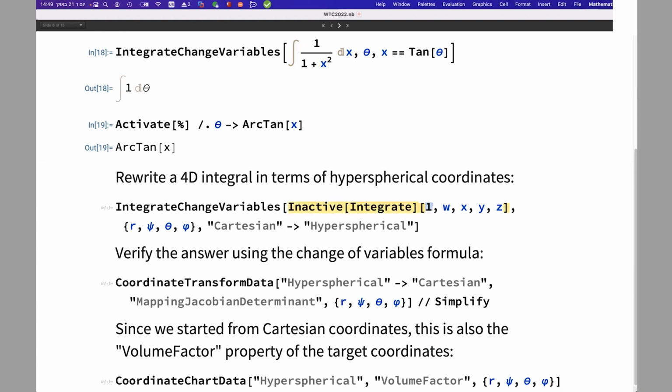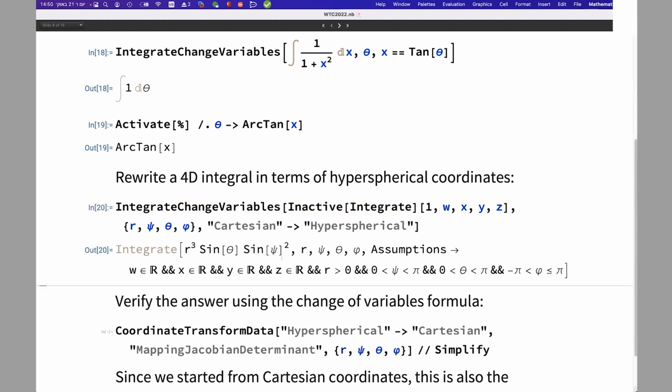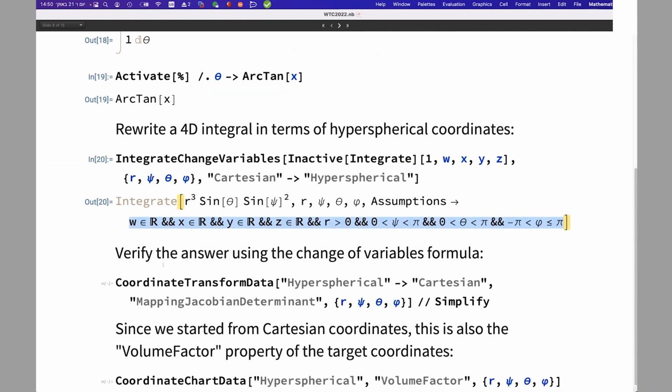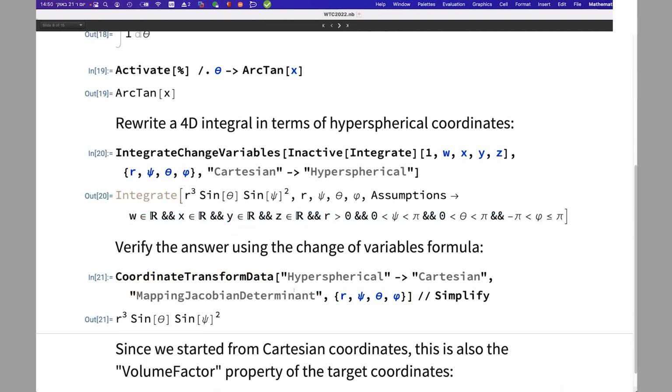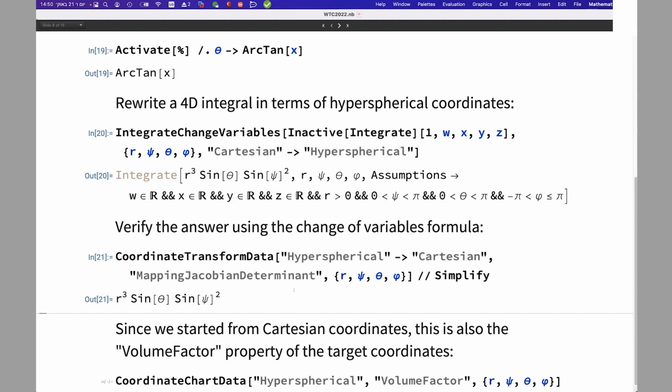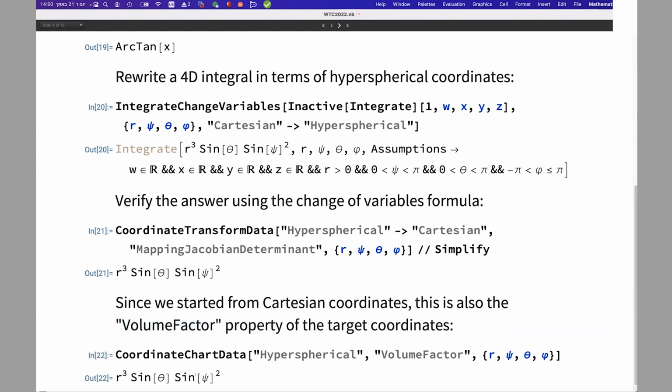So here, we're going to do the integral of 1 in 4 dimensions, i.e. find the volume of some region, and we'll change from Cartesian to hyperspherical coordinates. And it gives us r cubed sine theta sine of psi squared, along with the appropriate assumptions on the different coordinates. We can verify this directly using the change of variables formula, which tells us we need to take our integrand and multiply it by the absolute value of the Jacobian determinant. And we compute that, and voila, there's our Jacobian determinant, which is in fact positive because of the ranges of the variables, so we don't need the absolute value there. And in this particular special case, because we're starting from Cartesian coordinates, this is also the volume factor property of the named coordinate system. So we look that up, and hyperspherical coordinates does in fact give that to us.